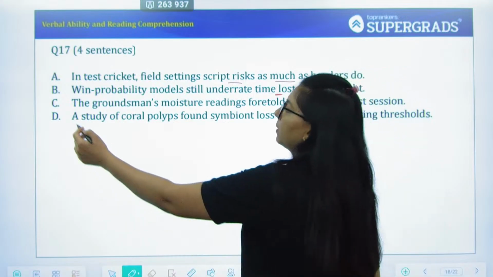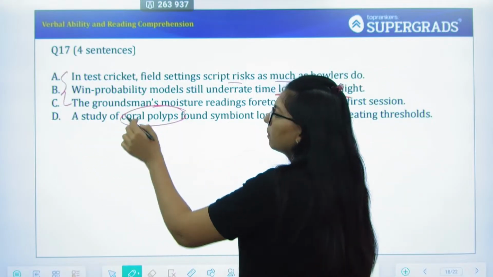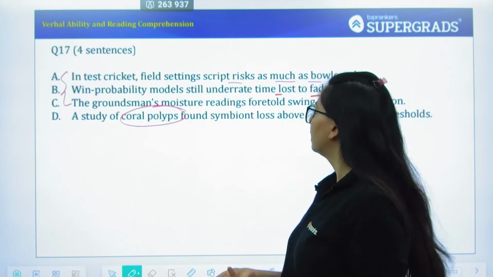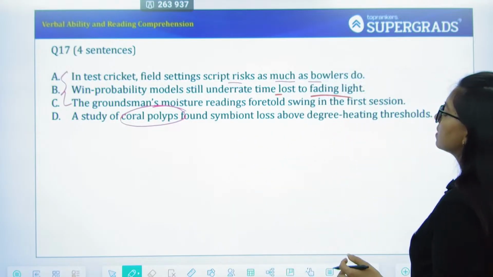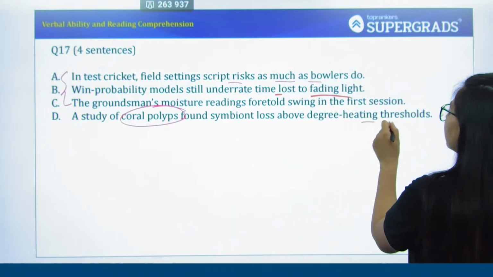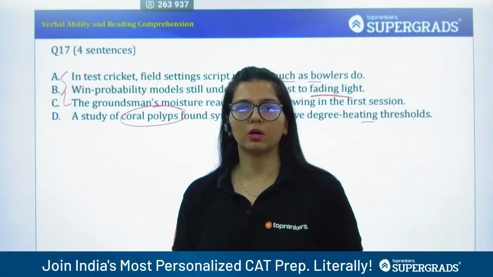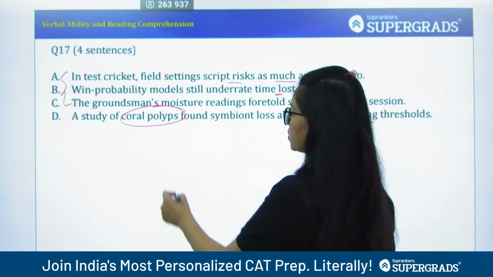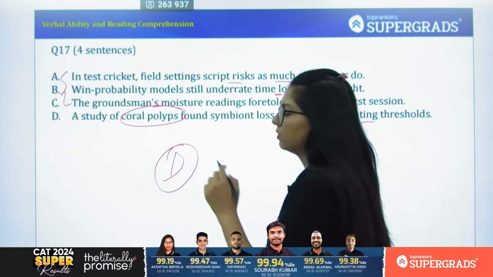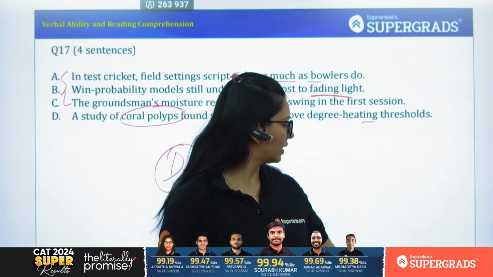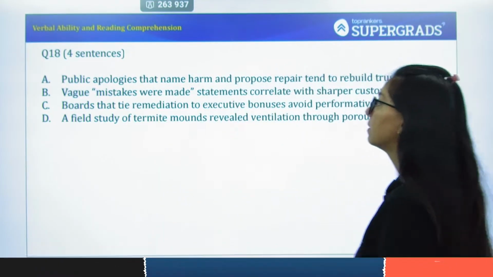Okay, now this is all about the cricket. Why are we reading about the coral polyps who are in the sea? Found symbiont loss over degree heating threshold. Why are we talking about the polyps and their global warming? So obviously, the one statement which is going to be the odd sentence will have to be D for us. The next one, please.